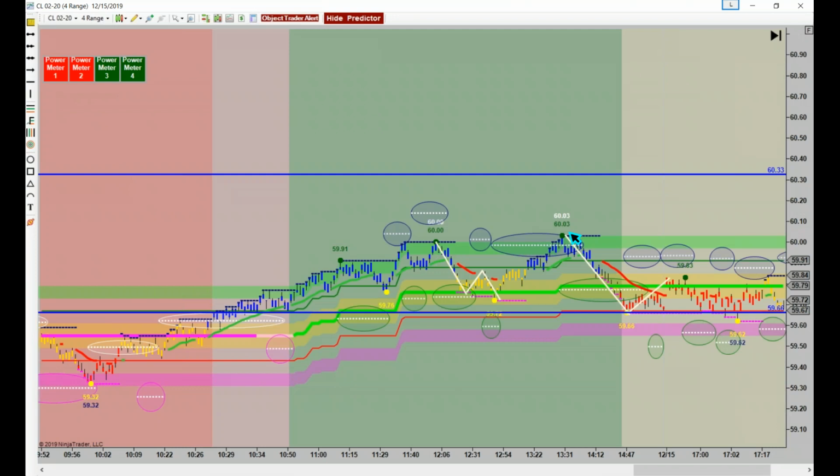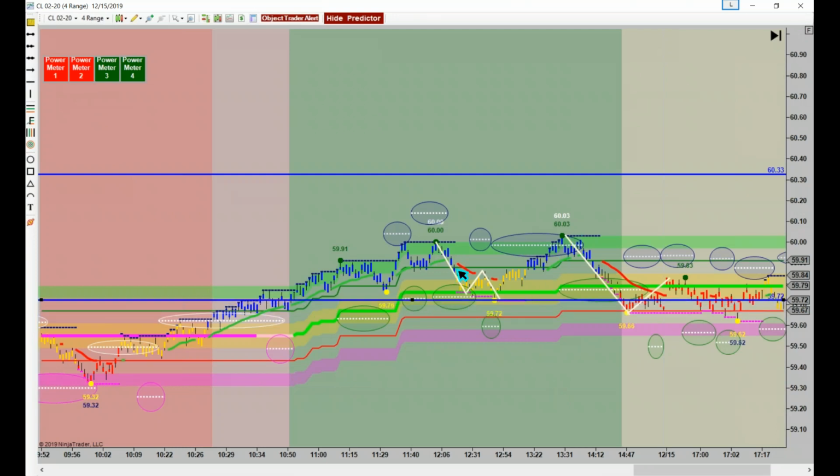60 to 60.03 is not enough. So what is this, in other words? This is not an identified swing. When you got this nice thrust up and pullback and thrust, this is not taking this out enough to make that an identified swing. This actually becomes your new identified swing right down here.